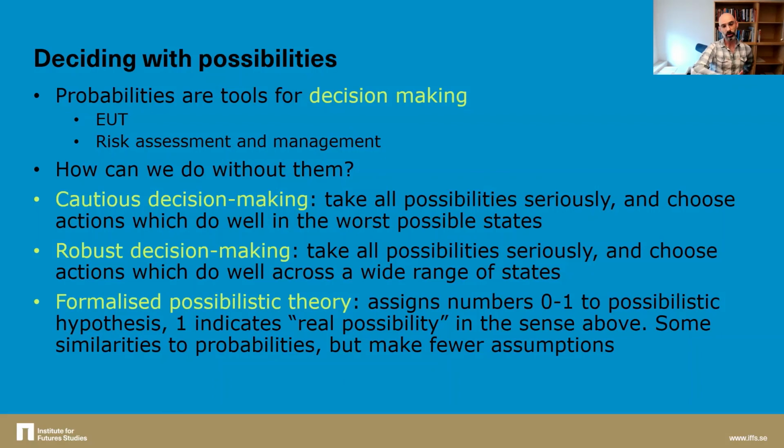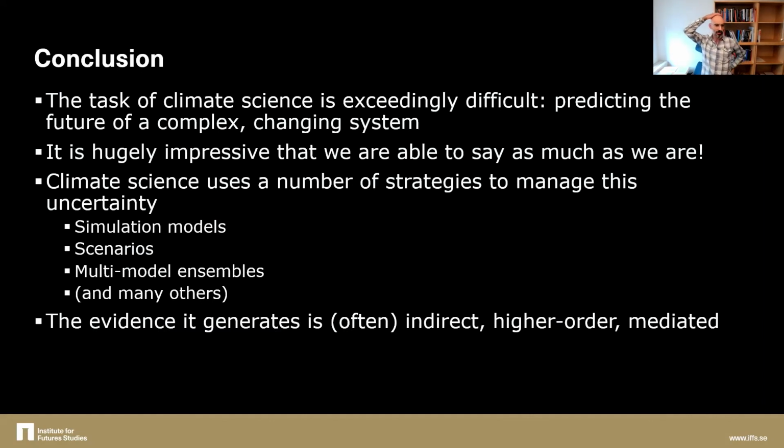But what that requires essentially is reorienting a lot of the thinking that people do with probabilities, and rather than attempting to distinguish between any of these states and say which one's the most likely, we instead say, we know these ones are possible. Some others might be possible too, and we'll try to quantify that instead. But that makes life much more difficult for people who are trying to use these climate models. Okay, so that's it. Climate science is really hard. There are a lot of strategies to manage the uncertainty, and the evidence that it generates is often indirect, higher order, and mediated.